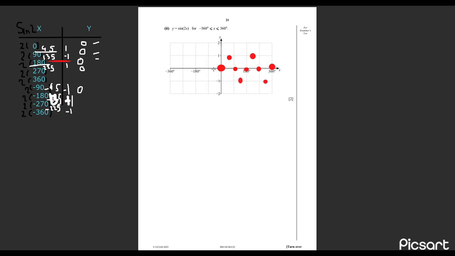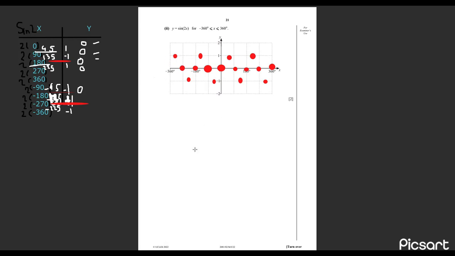Again here, negative 45 will be negative 1, and negative 90 will be 0. Negative 135 equal to 1, negative 135 multiplied by 2 equal to 1, like this. And here negative 180 equal to 0, and negative 225 equal to negative 1, and again 270 equal to 0, and here it will be equal to 1.